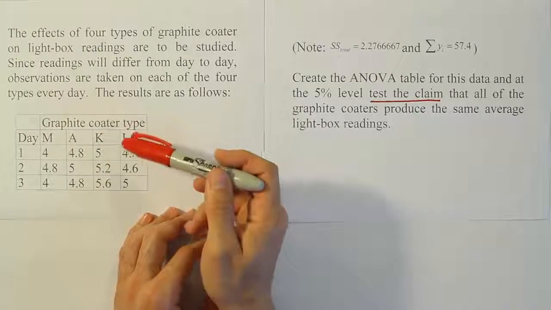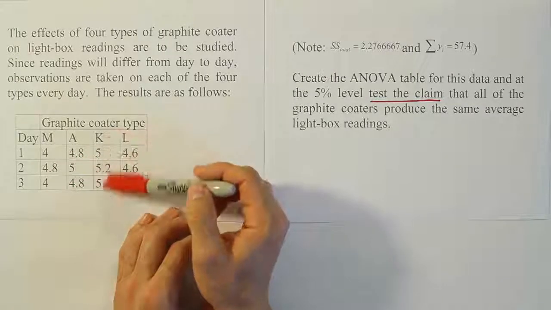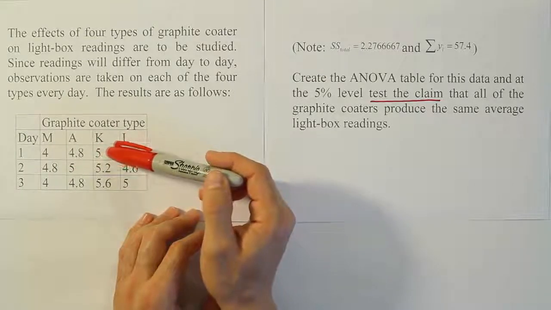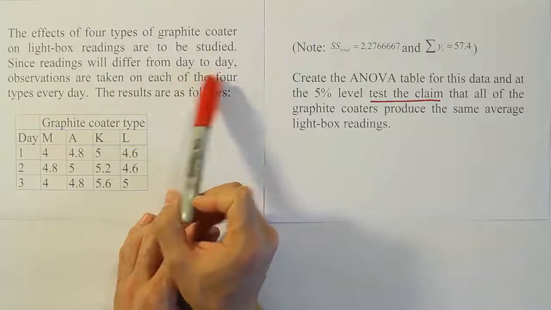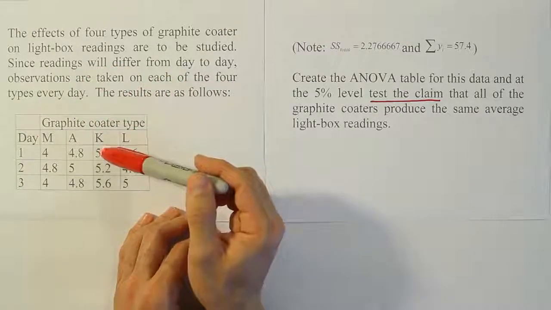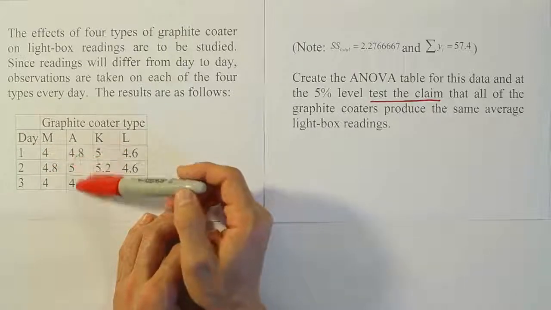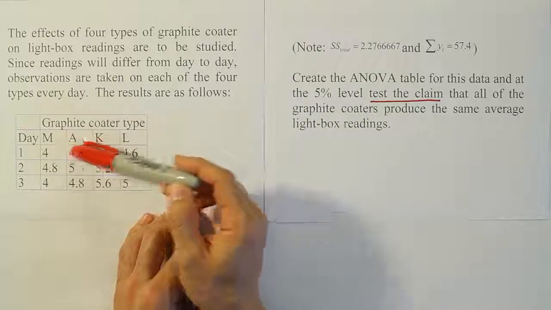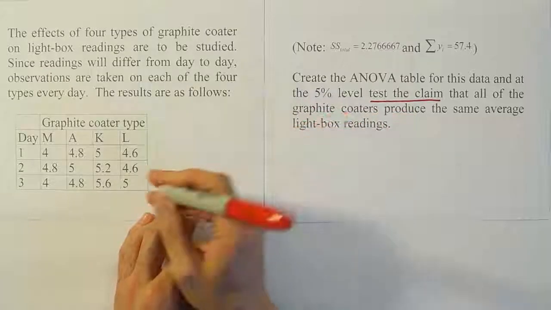And as far as the other part of it, it's not that there isn't another type of experimental design that has this dual classification system. It's that here, they kind of implied that the readings will differ from day to day. And they know this. It says, since readings will differ from day to day. So it seems like they don't really care about this effect, right? They're aware that it changes day to day. They're not concerned with it. They really just want us to figure out which coders, right? Test the claim that all of the graphite coders produce the same average light box readings.